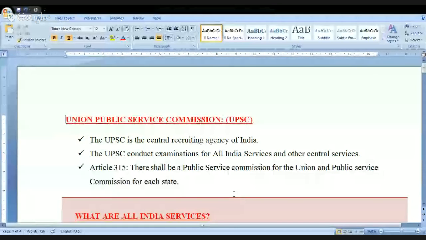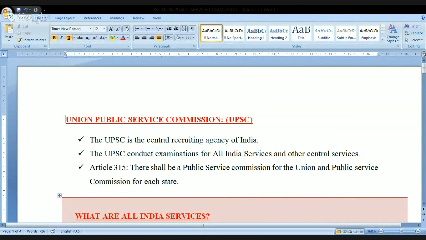Let me open the document and let me talk to you regarding the UPSC. Look at this. UPSC is the Central Recruiting Agency of India. It will conduct examinations for all India services and other central services.